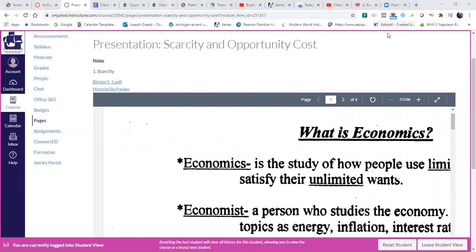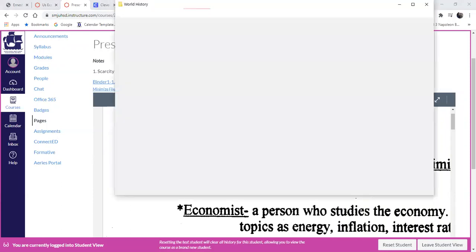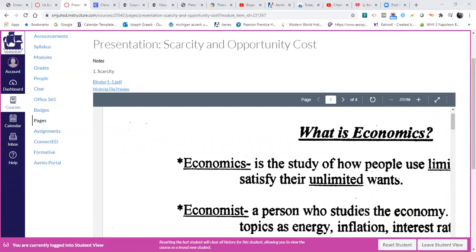Let me go ahead and open up the notes for you so you can see. Okay. A couple of things here in terms of what we are looking at.